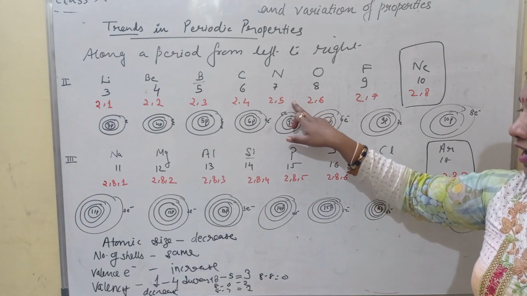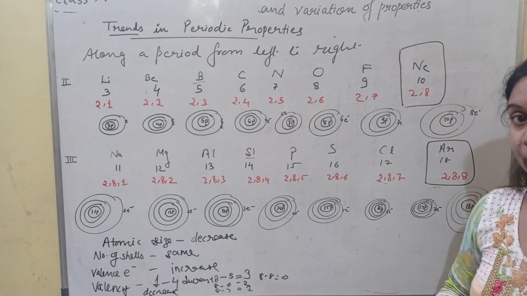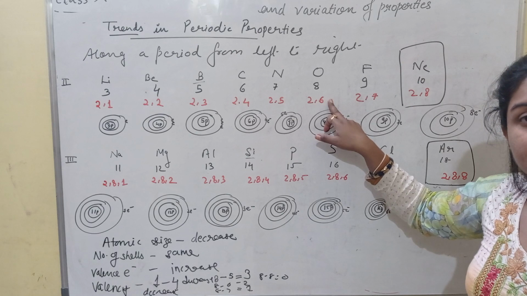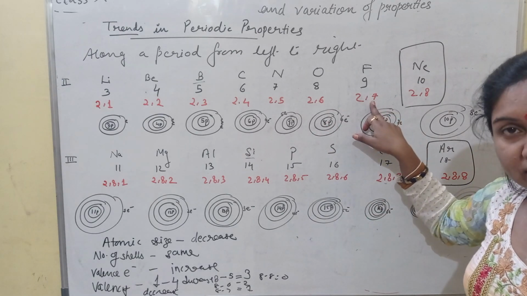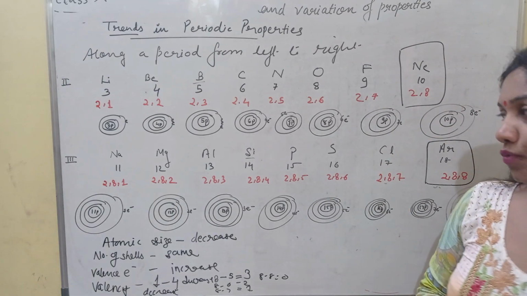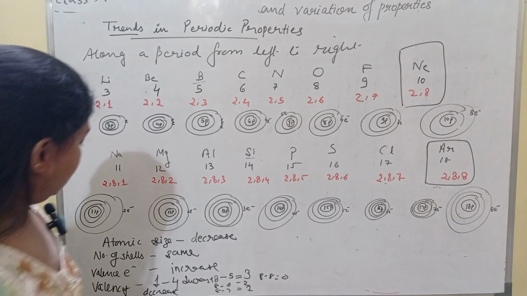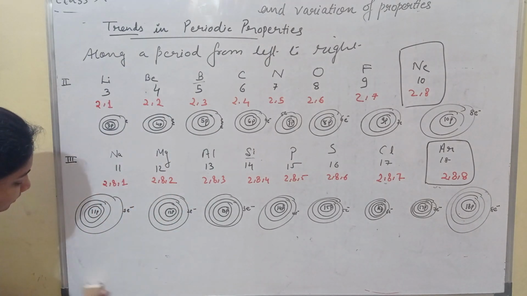Here you can see that the valence electron is 5, but the valency is not 5. Valency is 8 minus 5. Here the valence electron is 6, but the valency is not 6. It is 8 minus 6, 8 minus 7, and 8 minus 8. So this is how you have to calculate the valency. Then next property.